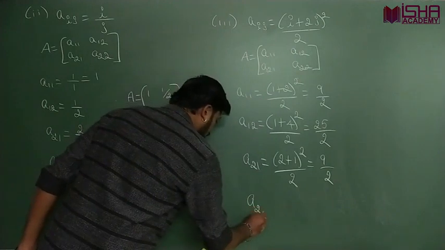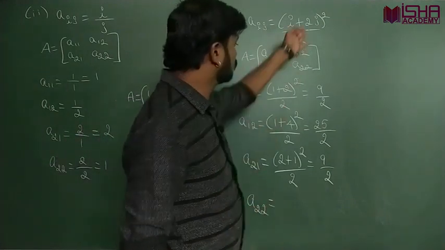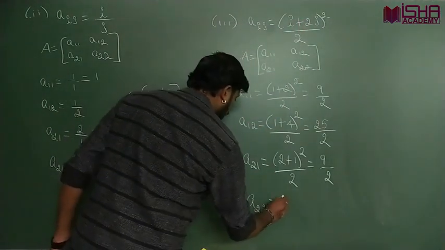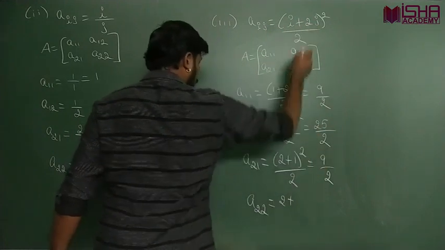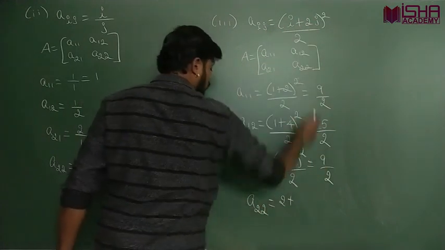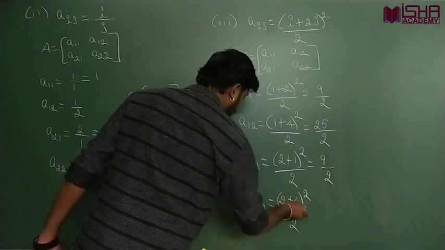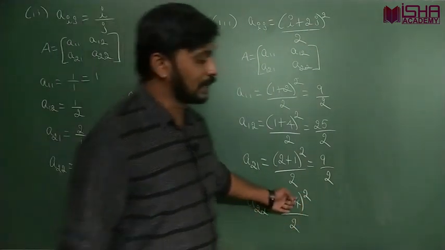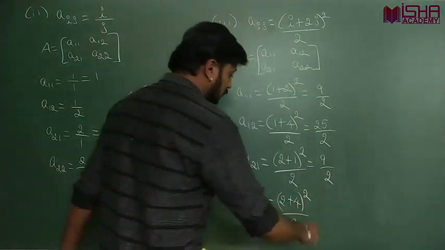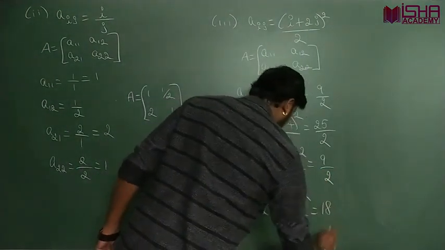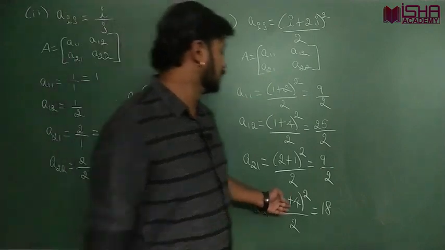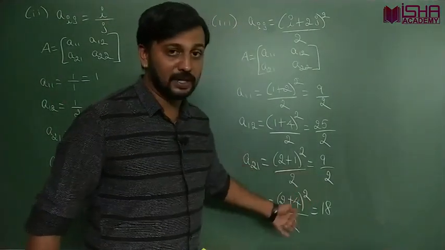So second row second column element, put i equals 2 and j equals 2. So 2 plus 2 into 2, that is 4, whole square by 2. So 2 plus 4 is 6, square, 36 by 2, is nothing but 18. So 2 plus 4 whole square, that is 6 square, 36 by 2 is 18.